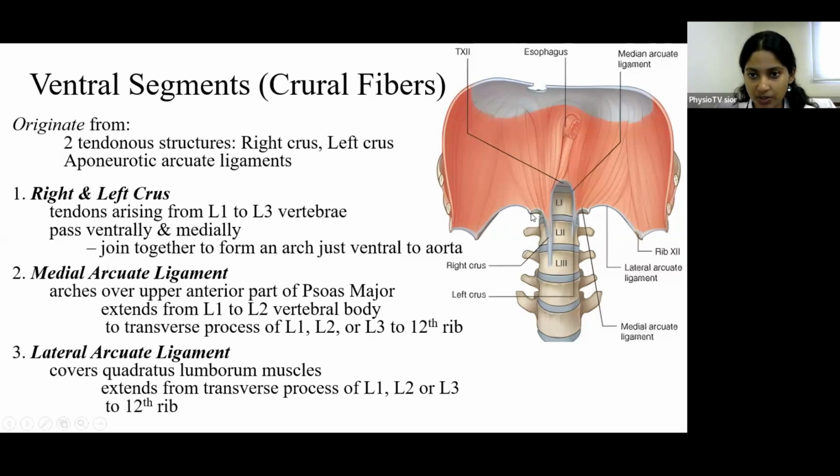Looking at the lateral arcuate ligament, it originates from the transverse process of either L1, L2 or L3 vertebra, and then goes further and inserts into the 12th rib. So it is much laterally placed, which is why it is known as the lateral arcuate ligament, and this is the medial arcuate ligament. This is for the right side. Then there are the left medial arcuate ligament and the left lateral arcuate ligament.